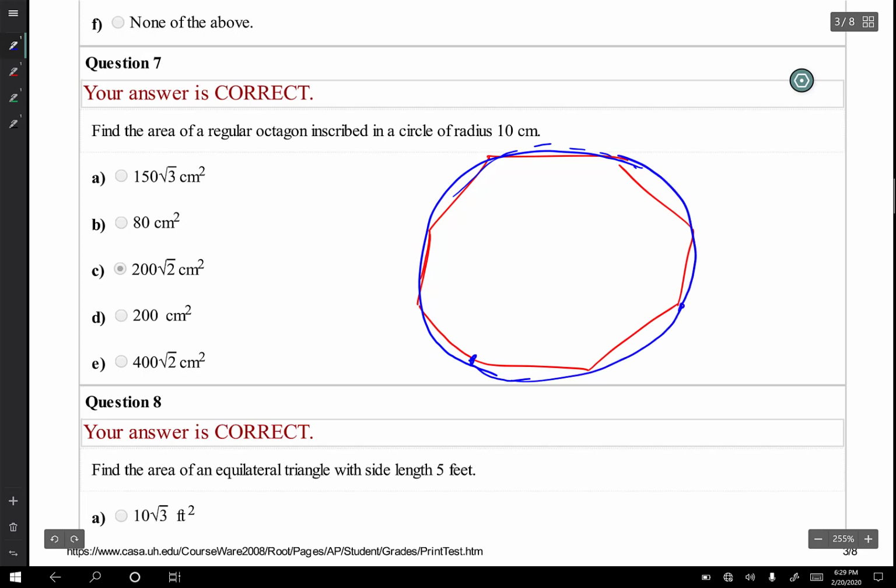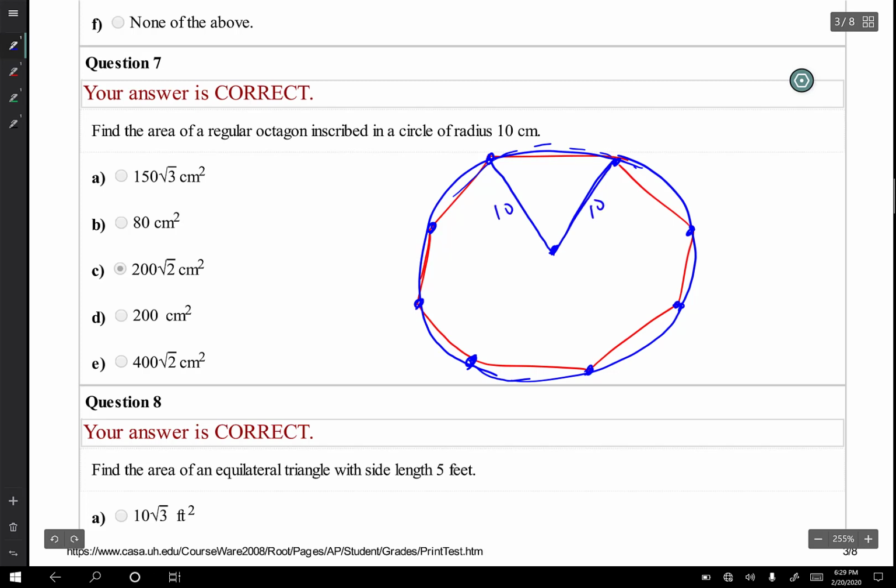It's not perfect, but I tried to make it look perfect. Let me put the vertices in here so you guys can at least tell that. Okay, so those are my vertices right there. So I want to figure out what this area is. I know that the radius is 10. So I want you guys to see this right here. That's 10 and that's 10.